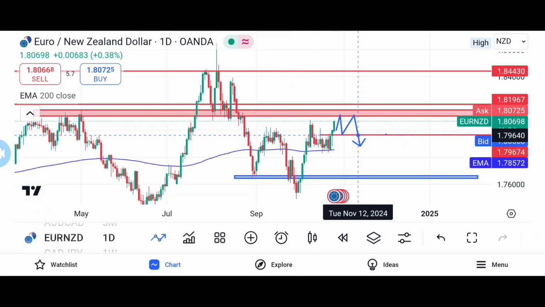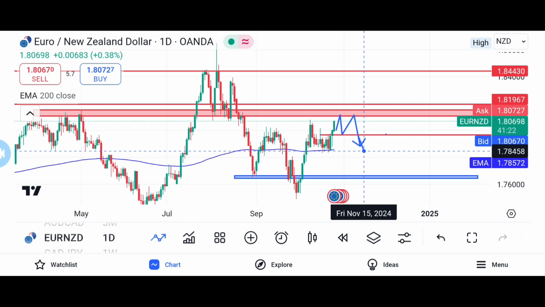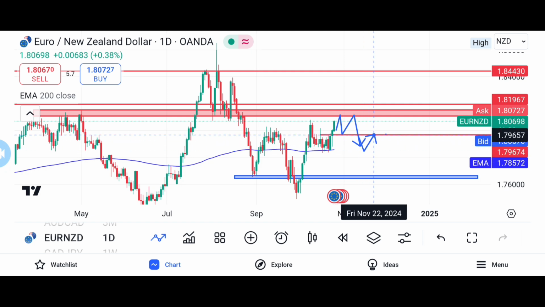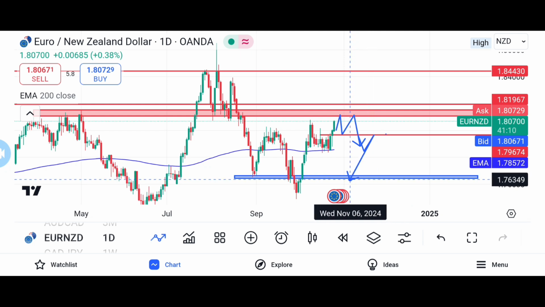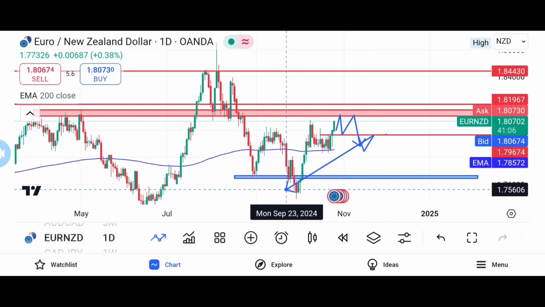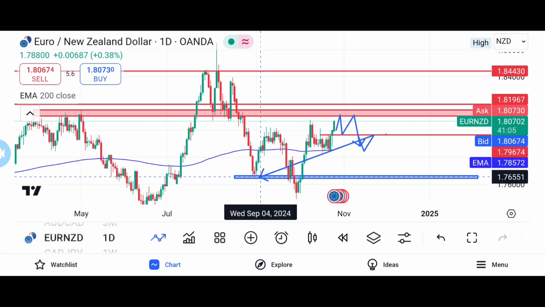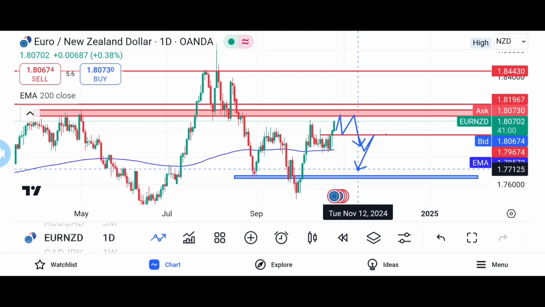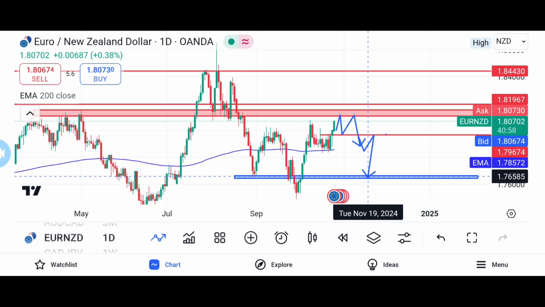Let me draw it like this. Once it's broken and retested like that, we shall enter the market to sell up to this zone. Remember, now we are expecting to form a left shoulder of the inverse head and shoulder. This is the inverse head and shoulder. This is our right shoulder, our head. We are now expecting to form an inverse left shoulder.